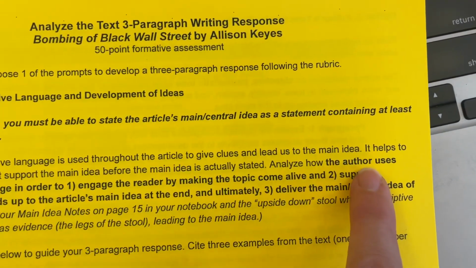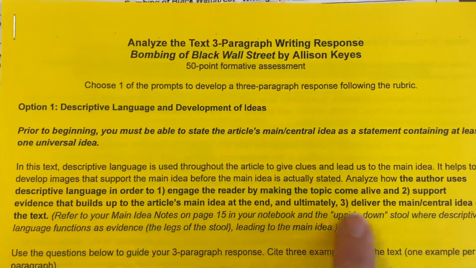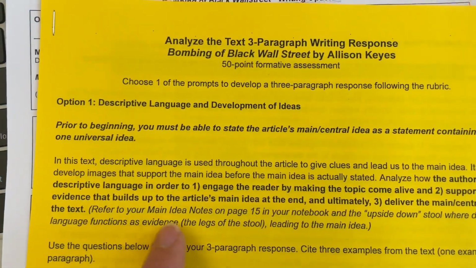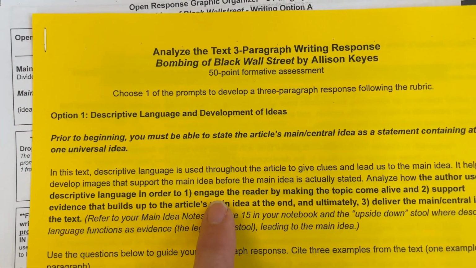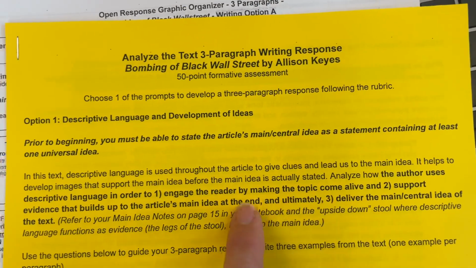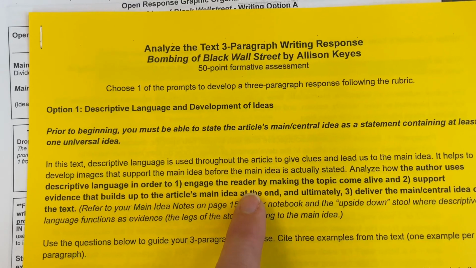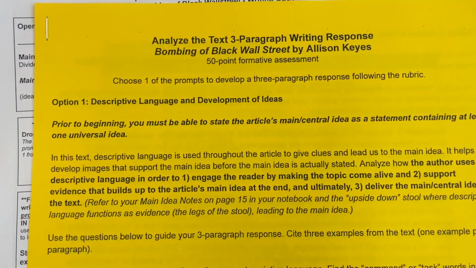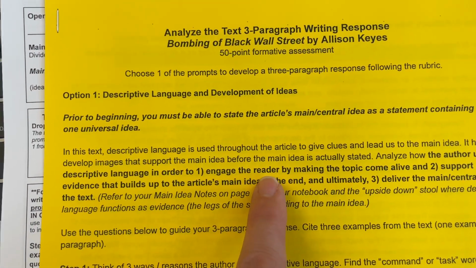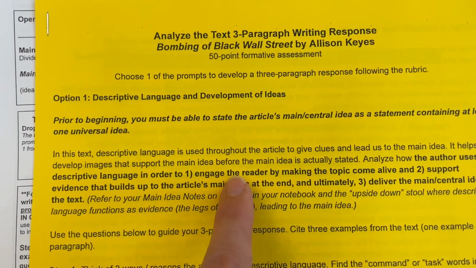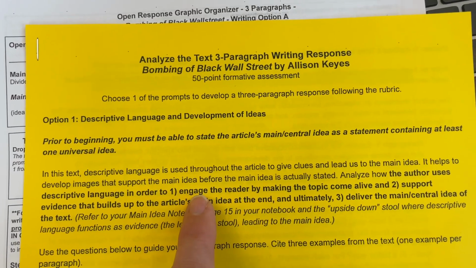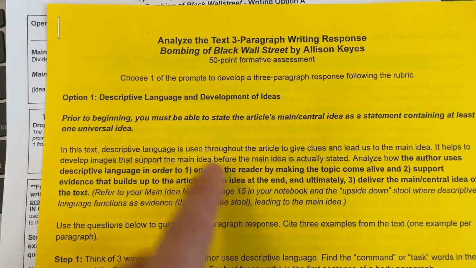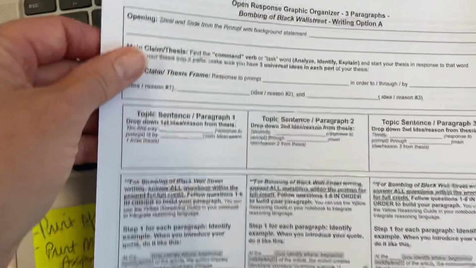bold. And what you see is paragraph 1 will become how the author uses descriptive language in order to engage the reader by making this topic come alive. So you need to find one quote under 10 words that shows or conveys how the author, Allison Keyes, will use descriptive language to draw us in and engage. So that becomes your paragraph 1.